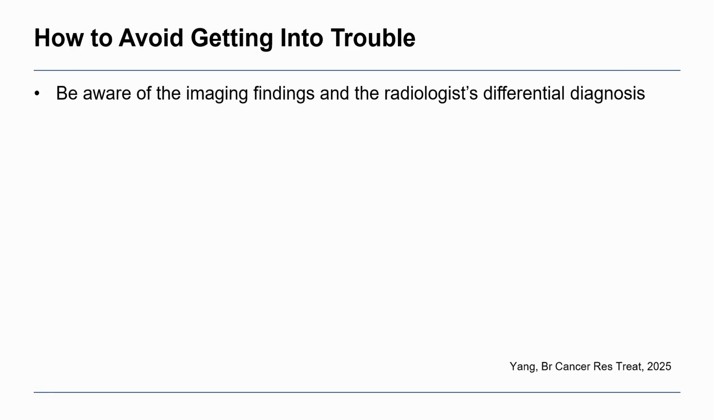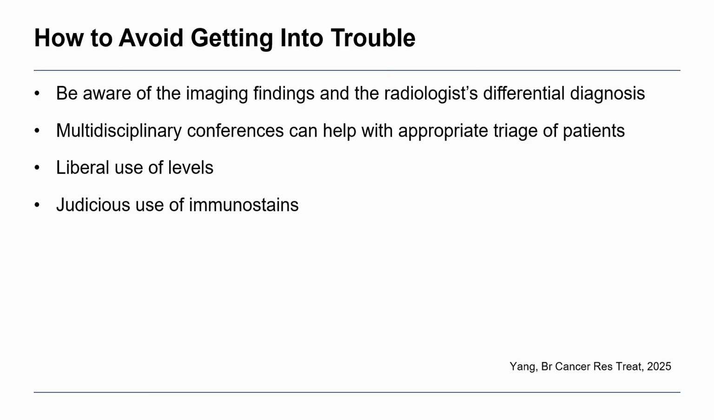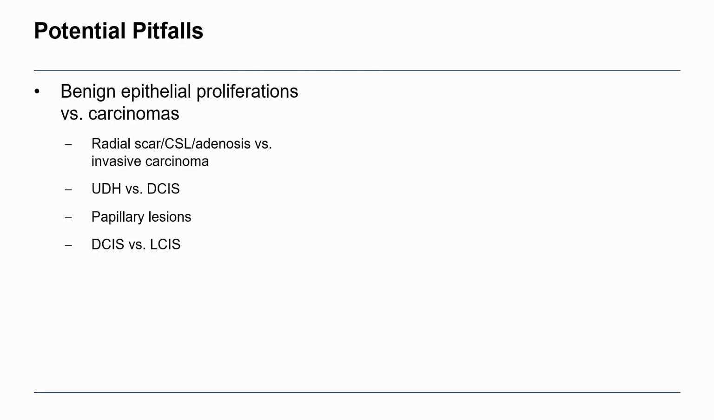So how do we avoid getting ourselves into trouble? I think you need to be aware of the imaging findings and the radiologist's differential diagnosis. Multidisciplinary conferences can help with appropriate triage of patients. I advise liberal use of levels, but judicious use of immunostains. I don't think you want blanket immunostains because that can get you into trouble. And be conservative, avoid overdiagnosis when findings are equivocal, and re-review triple-negative breast cancers. And so I'll touch on that a little bit.